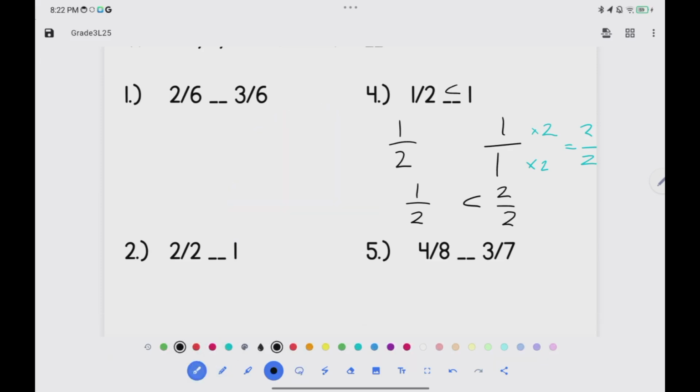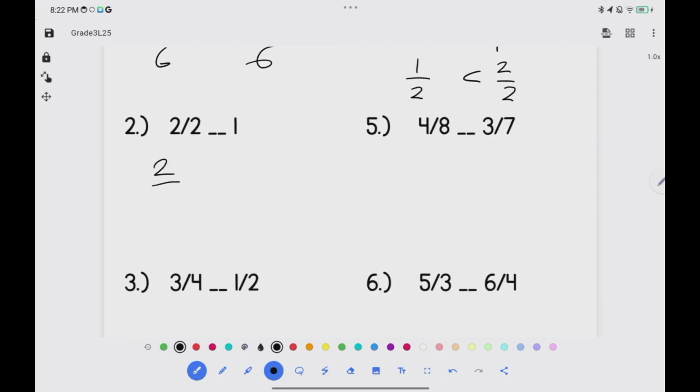And when you already have the same common denominator, you can just compare the numerators directly. So these ones, they both have a 6 on the bottom, right? So we can just directly compare these numerators. 3 is greater than 2, so 2 over 6 is less than 3 over 6.